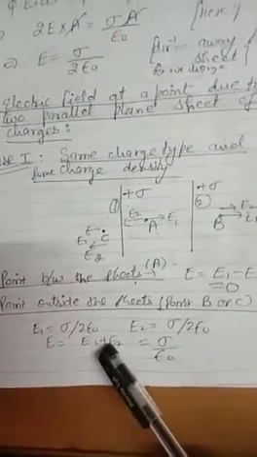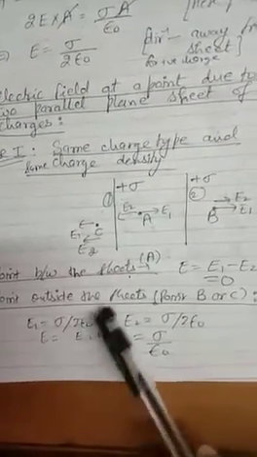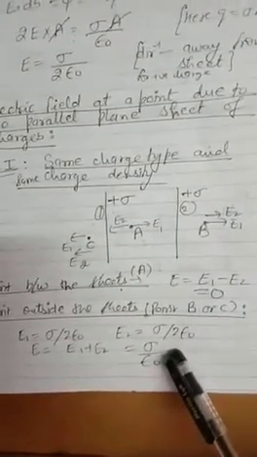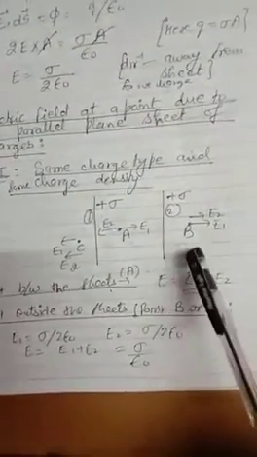And for the point outside the sheets, both the values will be added, so we get sigma upon epsilon naught. And the direction, for positive sheets, will be away from the two sheets on both the sides.